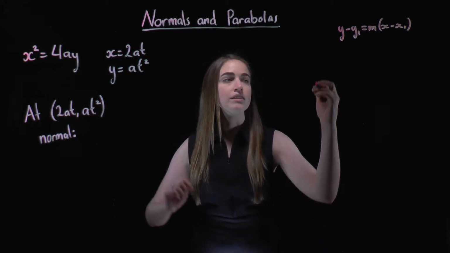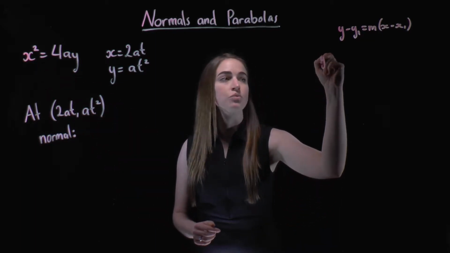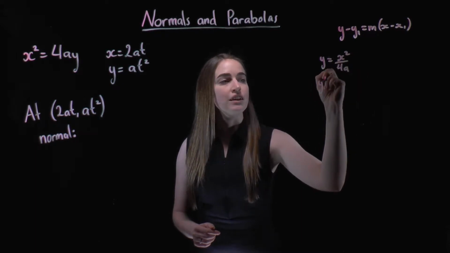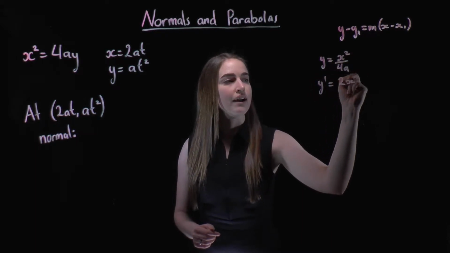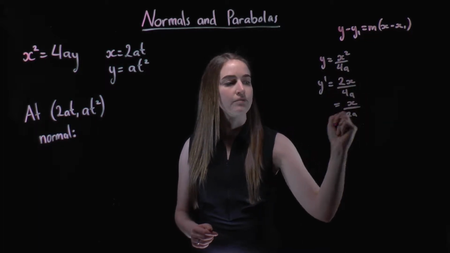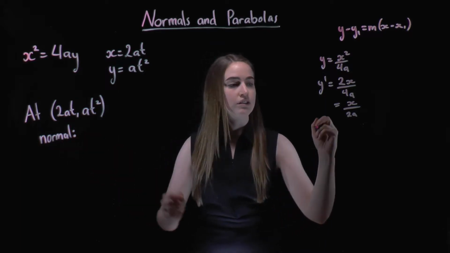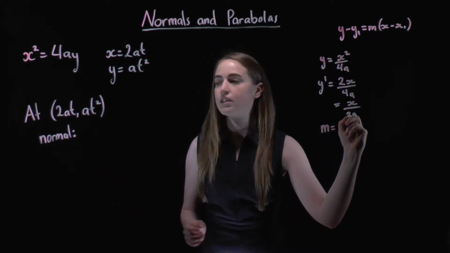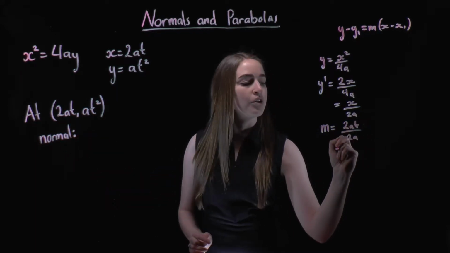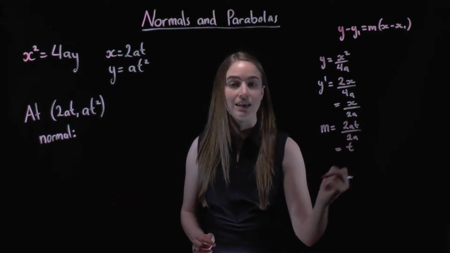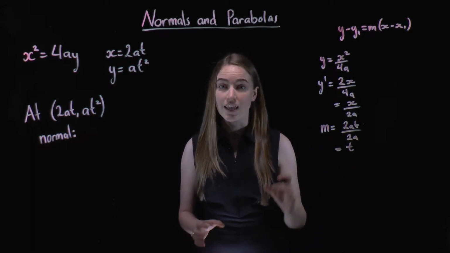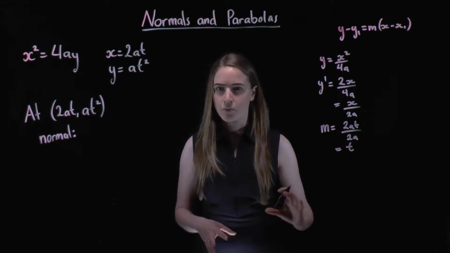So if we start with this basic one, we can rearrange that to y equals x squared over 4a, which means that our derivative would be 2x over 4a, or just x over 2a. Now at this point, our gradient, so our m, is going to be 2at over 2a, which would give us just t. So that's telling us that t is the gradient of the tangent at that point, but that's not what we're after in this video.